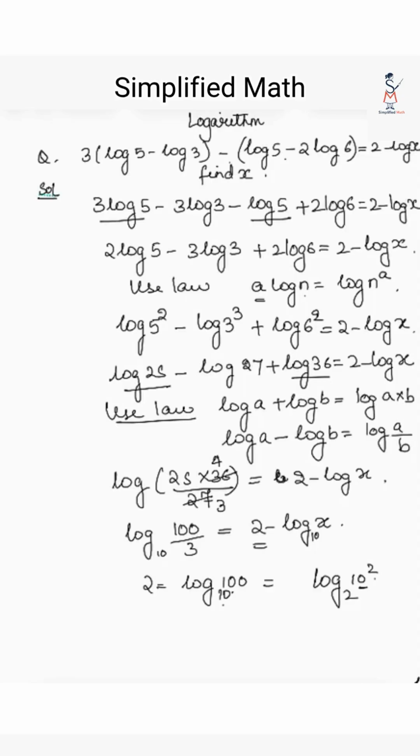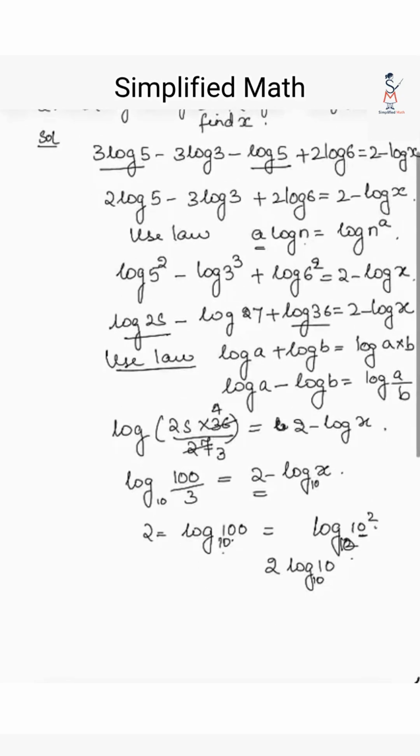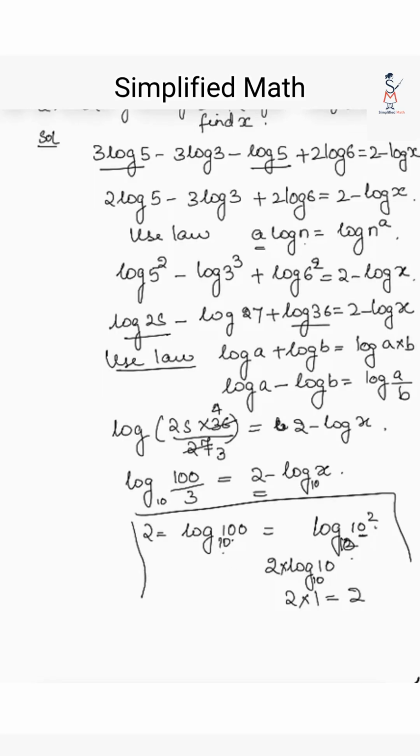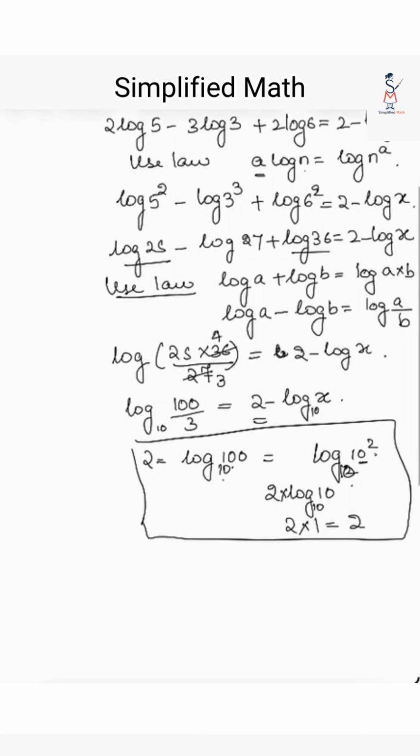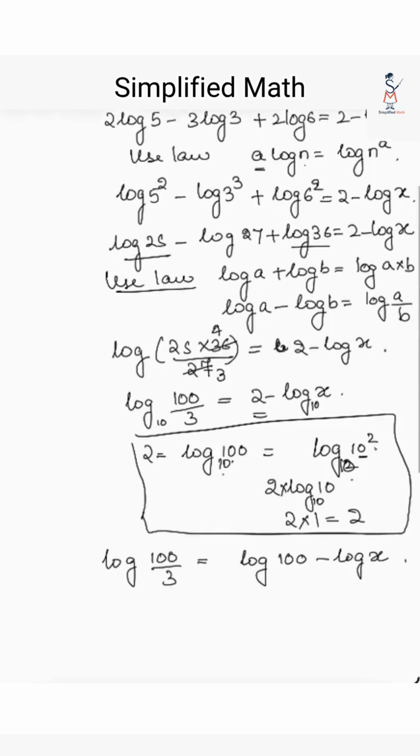Again we will use the rule. Log 10 to the power 2 to the base 10. So the 2 will come in front: 2 times log 10 to the base 10. Log 10 to the base 10 is always 1, so this will turn out to be 2. Fine, this is just to explain you. So this is log 100 by 3 is equal to log 100 minus log x. I'm not writing the base 10 because that is understood.